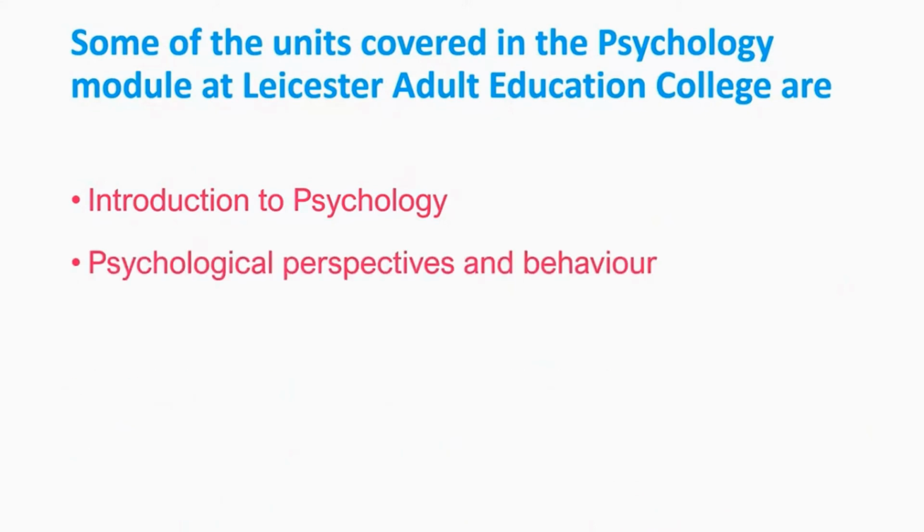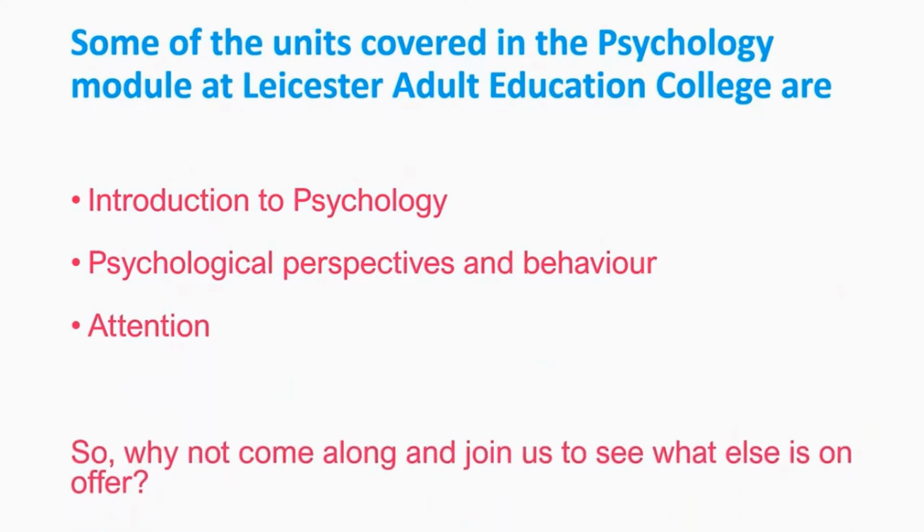Psychological perspectives and behavior. This is where we'll be looking at various approaches, like the approaches that I've mentioned earlier, the biological approach. How can we use this to explain human behavior? How can we use the cognitive approach to explain human behavior? And we will also look at things like attention, but these are not the only units that we study. There are many more other units that we look at. So why don't you come along and join us to see what else is on offer?